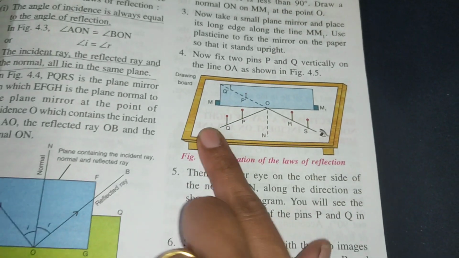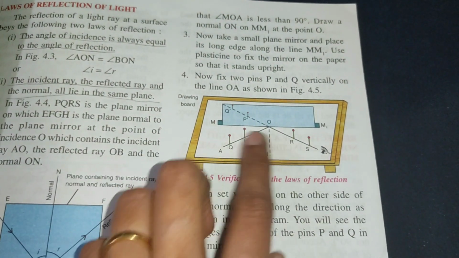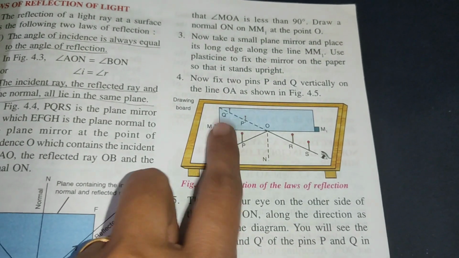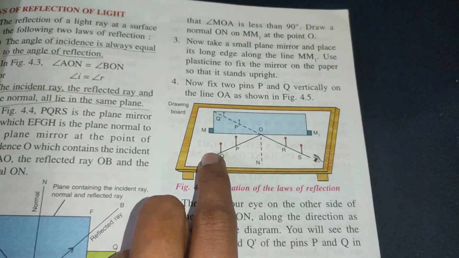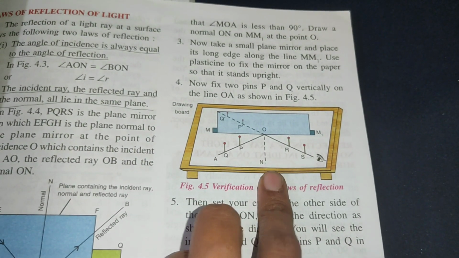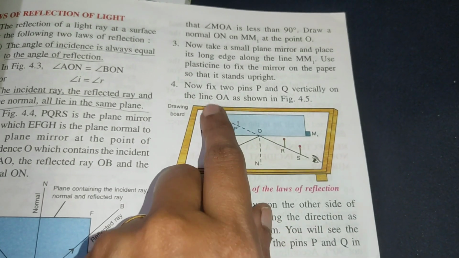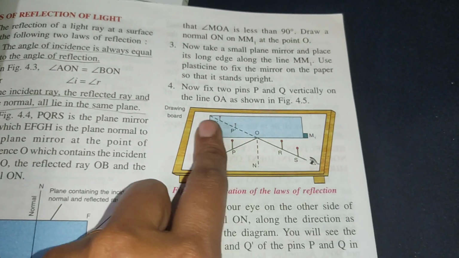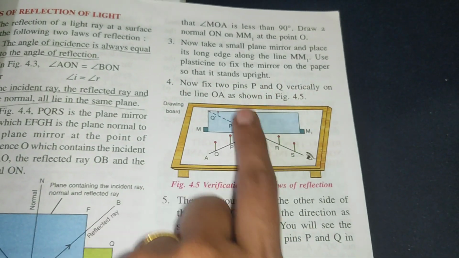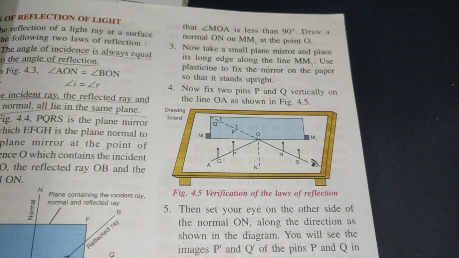Draw a line OA such that angle MOA is less than 90. Draw a normal ON, perpendicular to MM1 at point O. Now take a small plane mirror and place its long edge along the line MM1. Use plasticine to fix the mirror on the paper so that it stands upright.